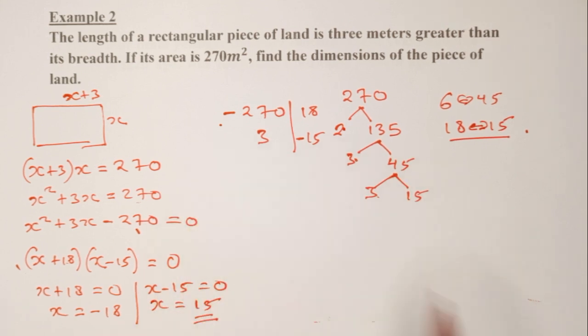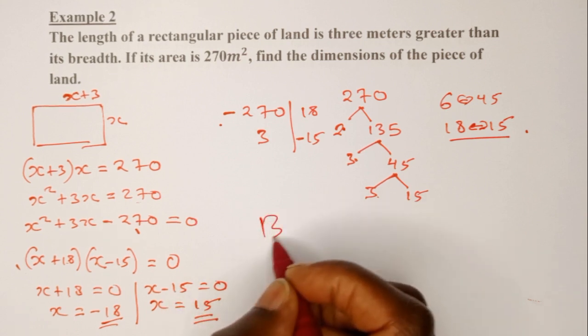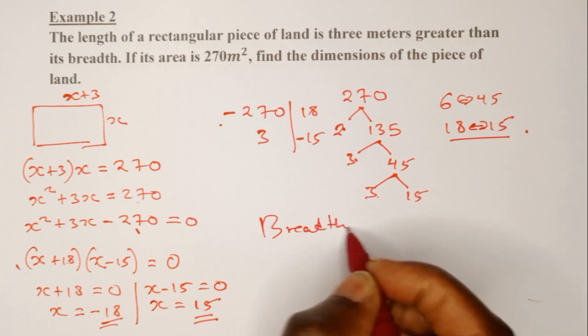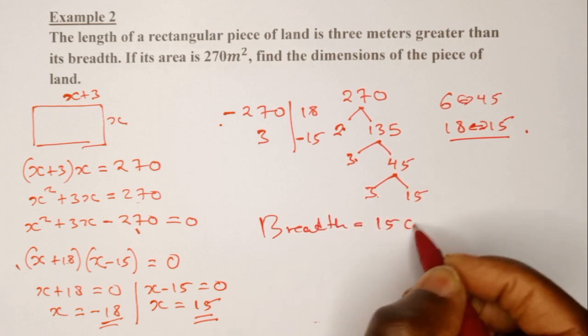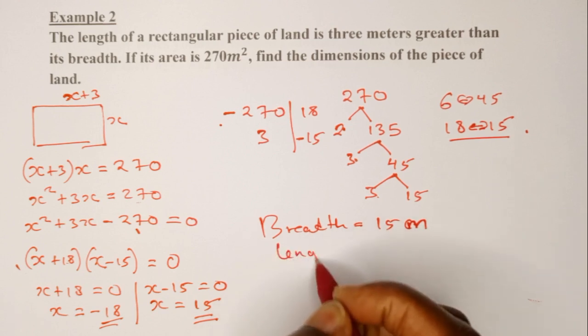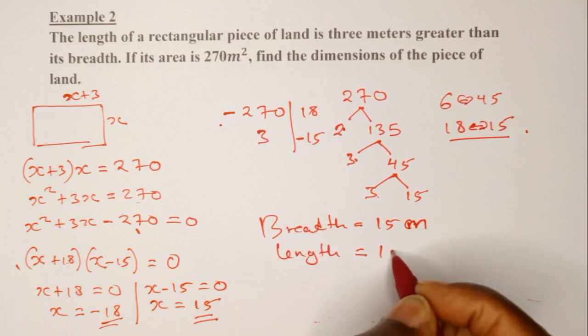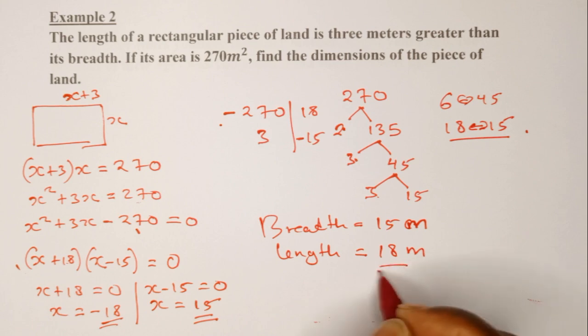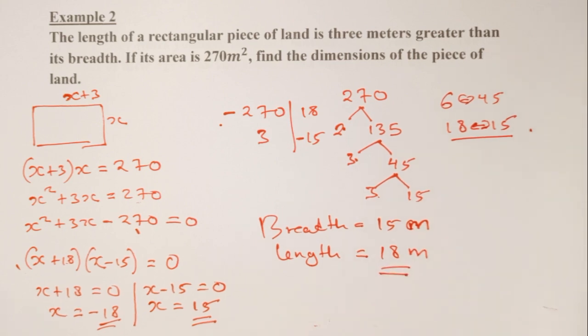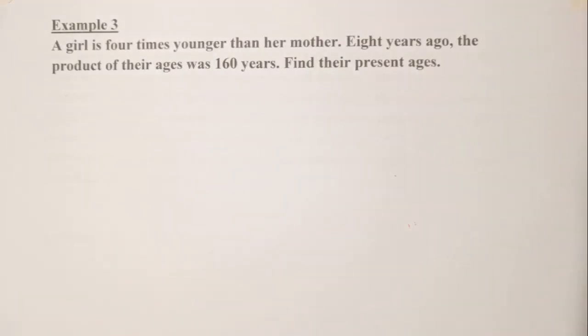So we have been told to find the dimensions of a piece of land, so x cannot be negative, so you ignore this one. So it means the breadth or the width was 15. So we'll say breadth was 15 meters and length was 18 meters, and that is how you solve that one. So let's try another one.